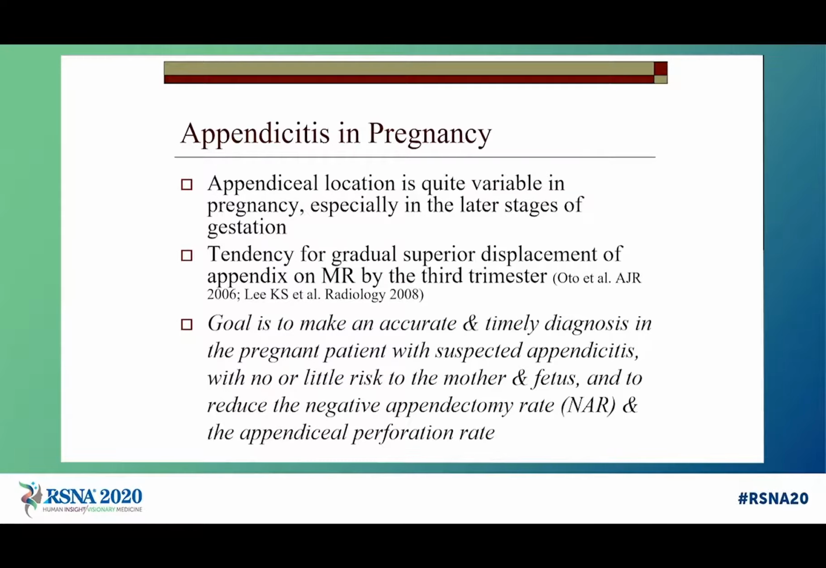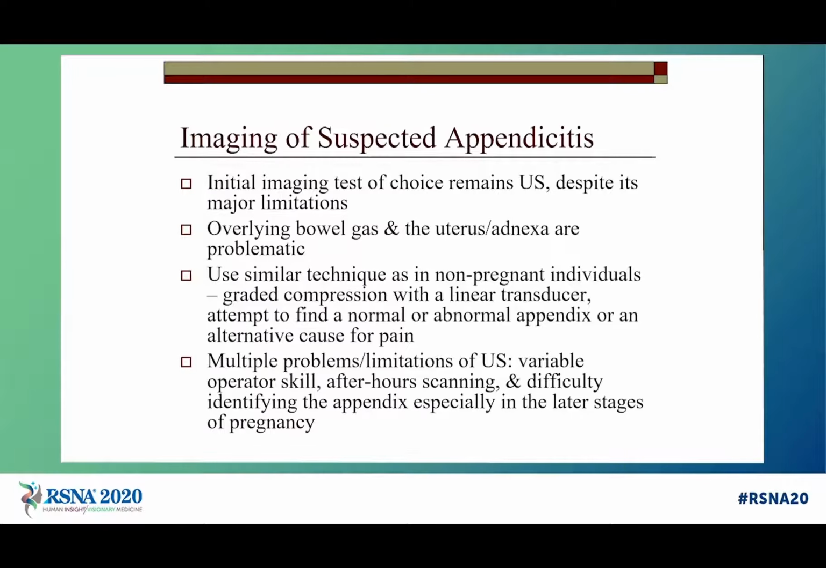And so the negative appendectomy rate, the NAR, becomes very, very important. We really want to make that as low as possible. We want to exclude appendicitis, make the accurate diagnosis early without perforation if we can, and then make alternative diagnoses. So ultrasound is still the initial test of choice.